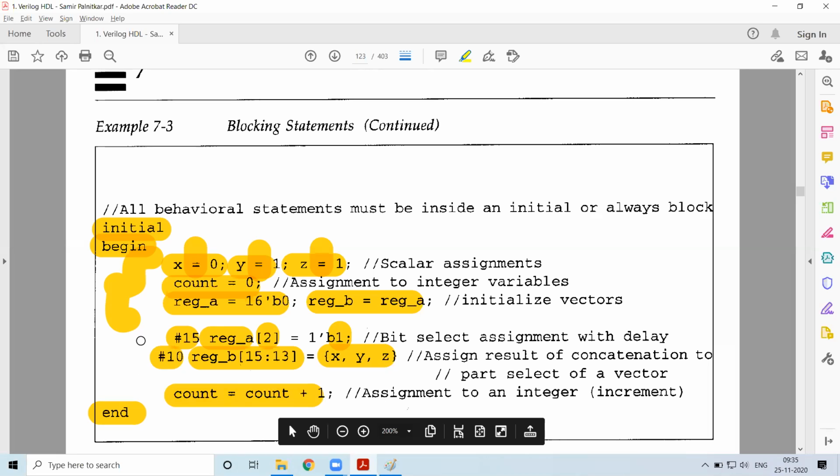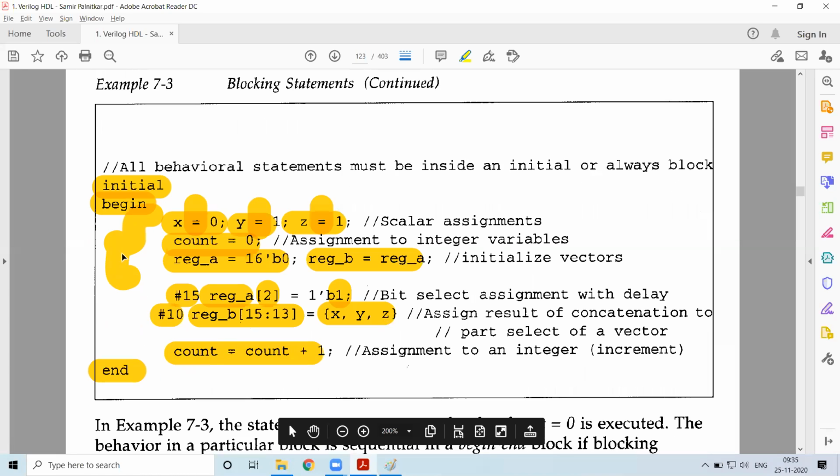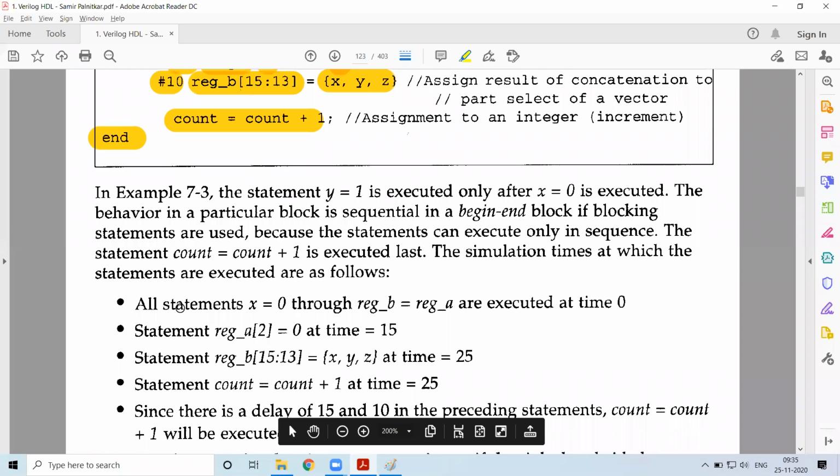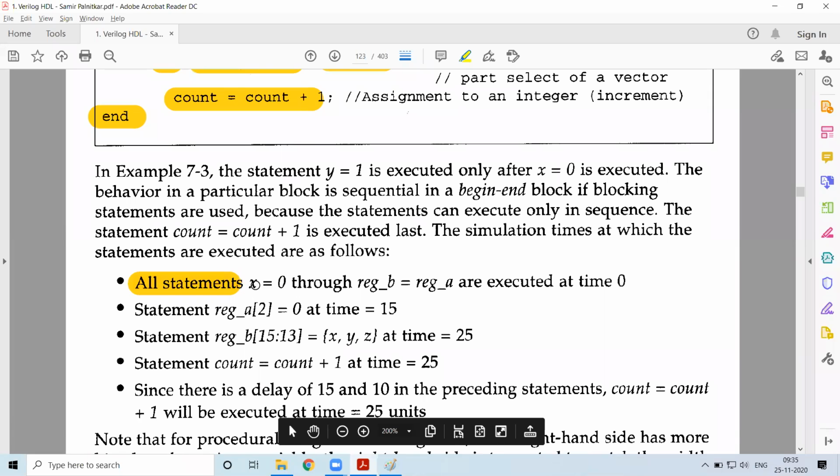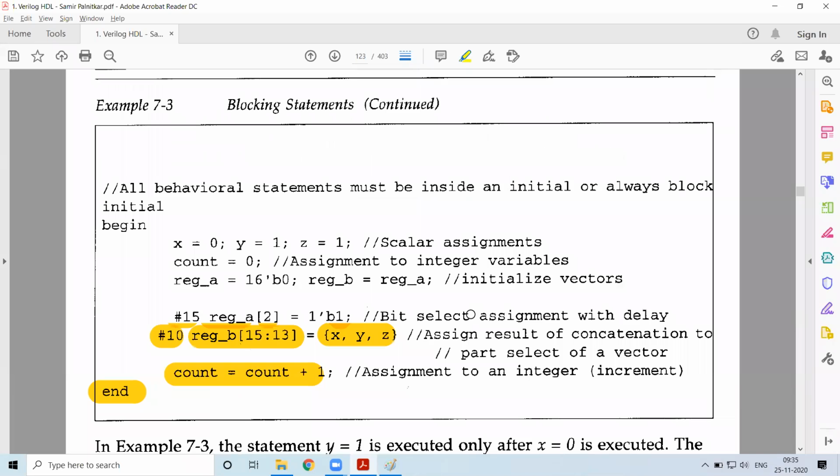If I have to show the timing representation for this, at time unit 0 these start the execution, but in sequential form they are assigned: X, after that Y, after that Z, and so on up to this point. Even this one starts at time t equal to 0, but its execution happens at time unit 15. At that moment, it will be assigned. So here we can see all the statements, from X is equal to 0 through register B equal to A, from this point to this point.